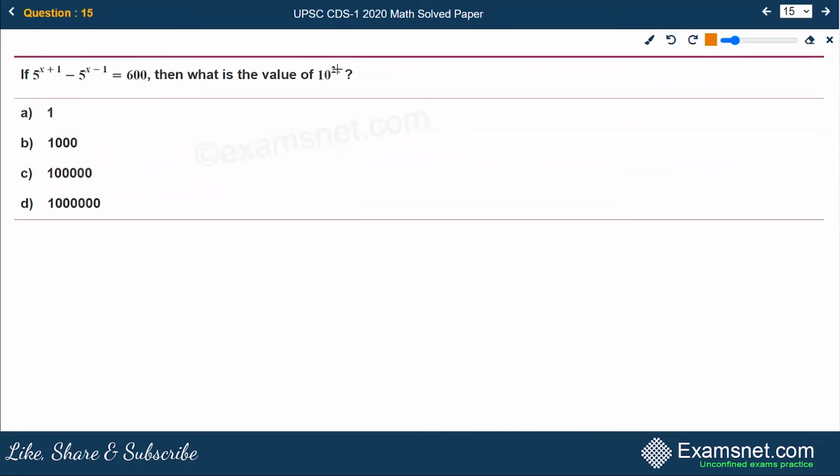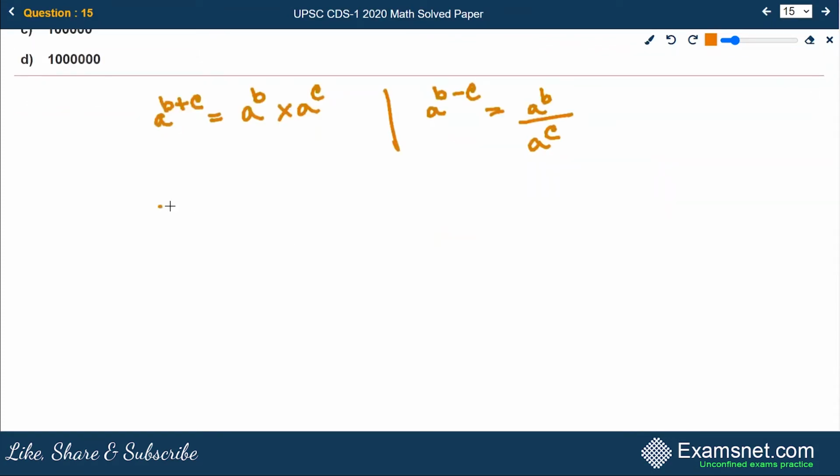In question number 15, we are given: if 5 to the power x plus 1 minus 5 to the power x minus 1 equals 600, then what is the value of 10 to the power 2x? Here we will use some exponent laws. If a to the power b plus c, we can write it as a to the power b multiplied by a to the power c. Also, a to the power b minus c can be written as a to the power b by a to the power c. Now, let me write the given expression.